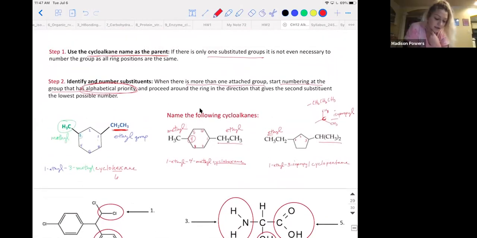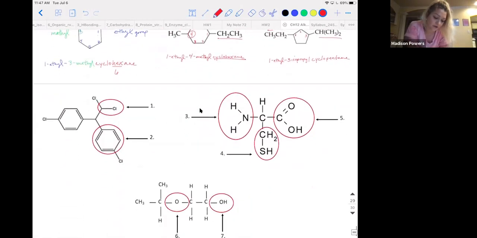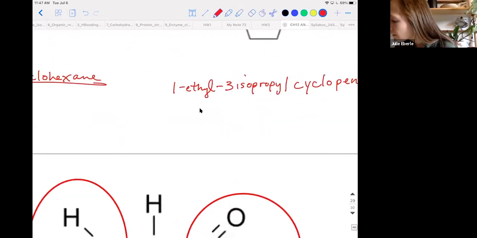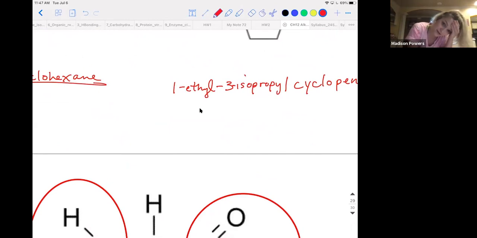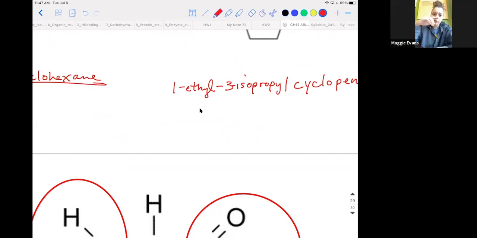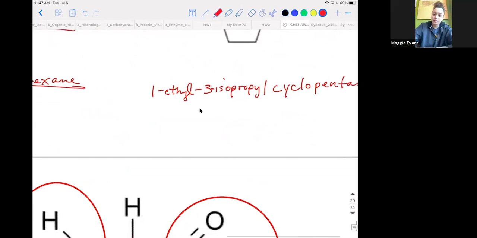Does there need to be a dash after the 3 and before the isopropyl? Oh, yes, Madison. Thank you. I forgot that. Just making sure. Thank you. There should be a dash there for sure. Those things matter.